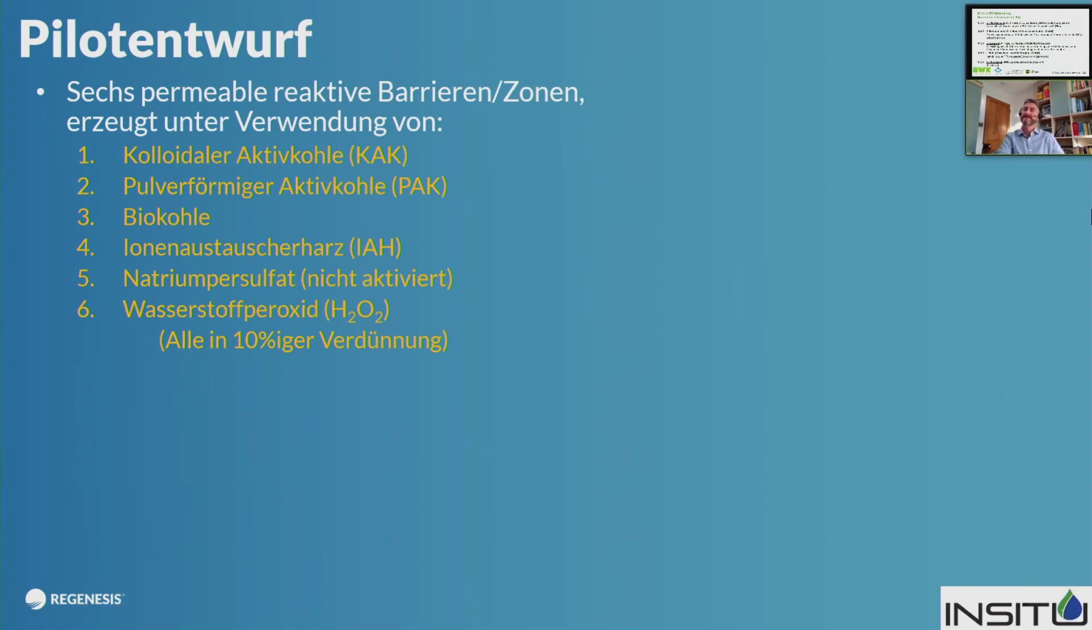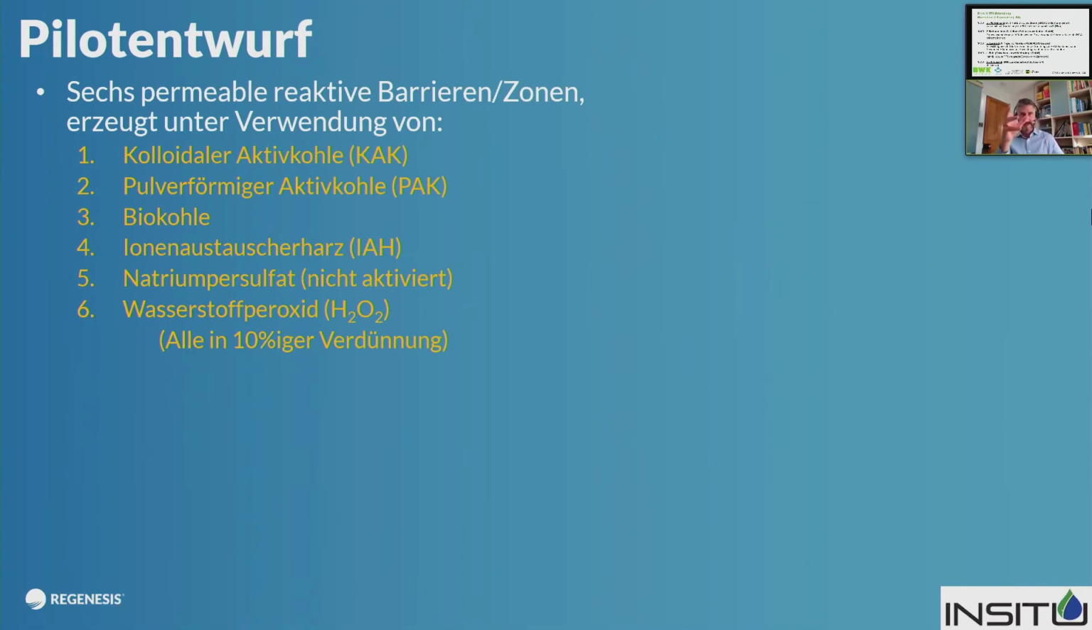The first 4 are sorptive materials. So you've got colloidal activated carbon, which is the PlumeStop product that we talked about earlier. We weren't involved in this. We provided the product to this study. Powdered activated carbon, the biochar, so charcoal, ion exchange resin, then we've got sodium persulfate, then we've got hydrogen peroxide. They chose 10% for each concentration just to reduce the number of variables.